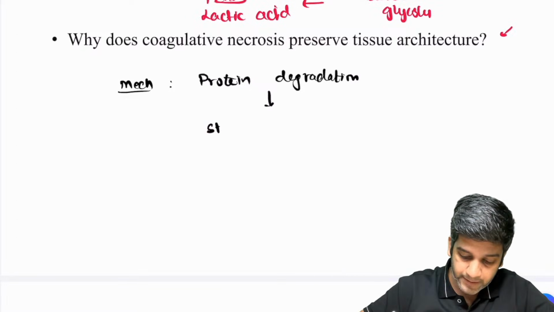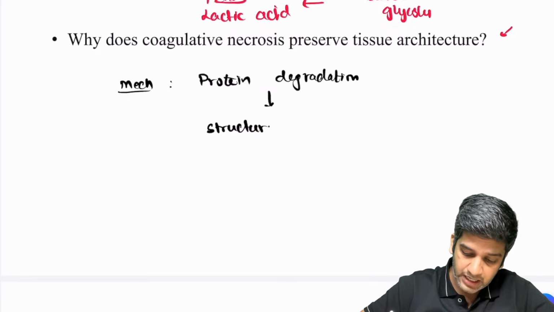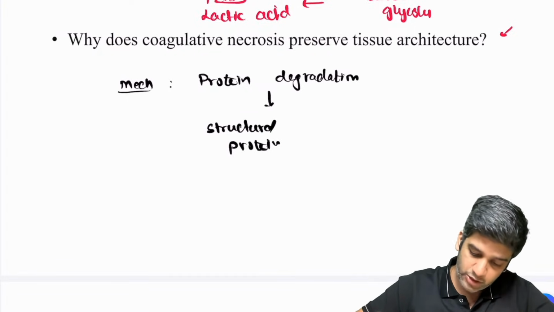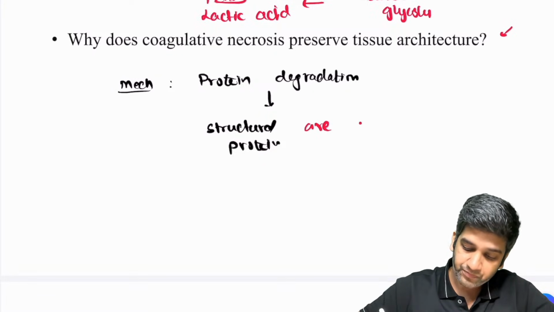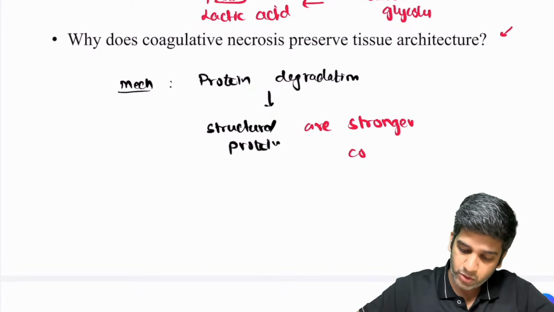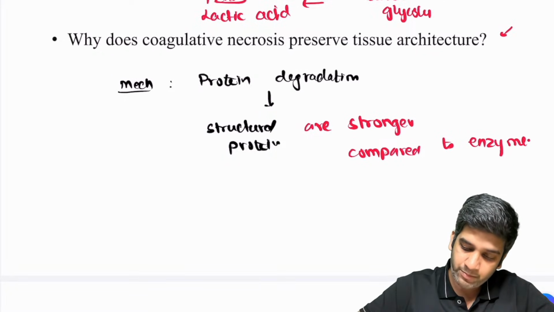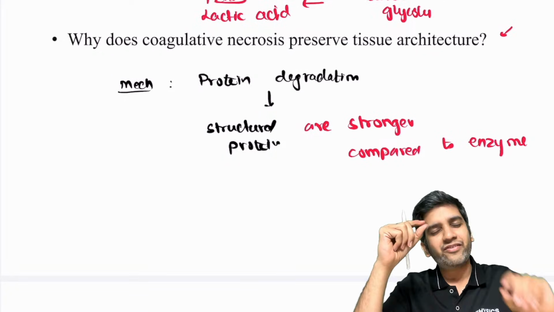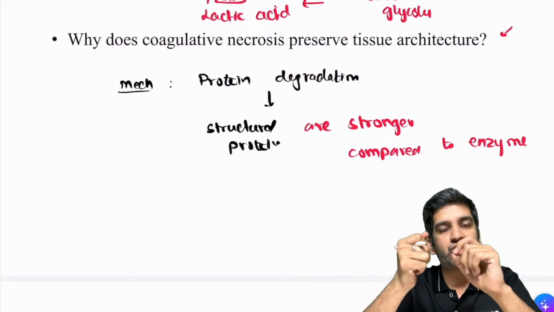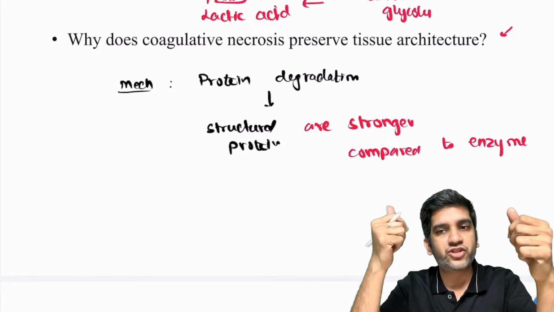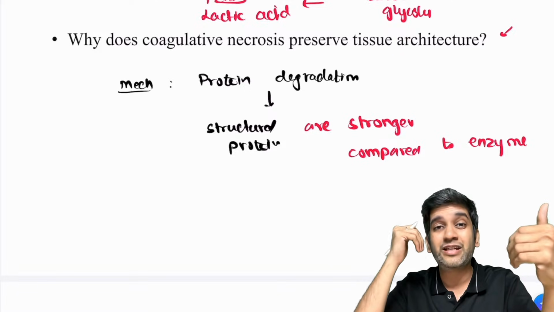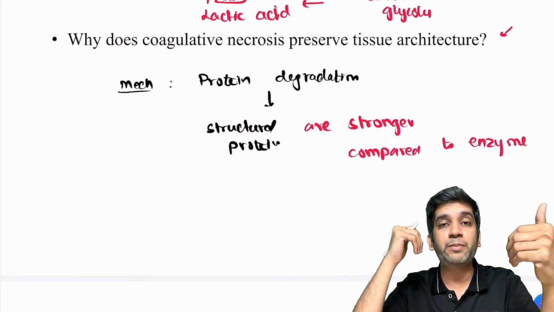But unfortunately, the structural proteins are a little bit stronger compared to the functional proteins. I'll tell you why this is required. They are stronger compared to the functional proteins, or compared to enzymes. This word has to be there, because an enzyme is also a protein. Let's say I have an enzyme which is a protein. Even a tiny alteration in the structure, like the quaternary or tertiary structure, will destroy it. But a structural protein is a little bit firm, a little bit stable, a little bit stronger, right?